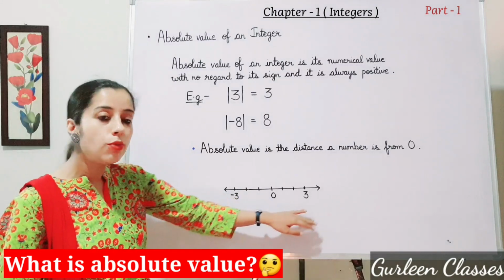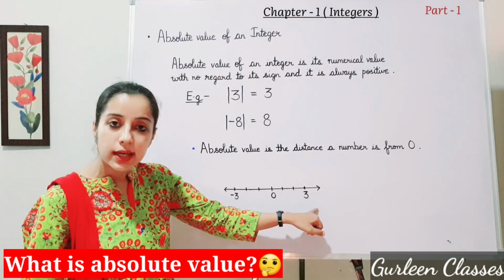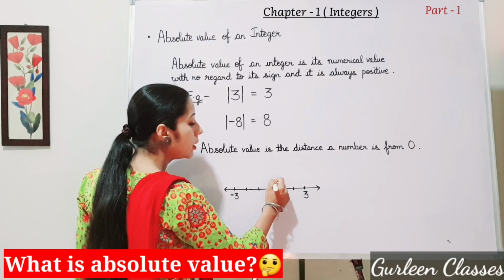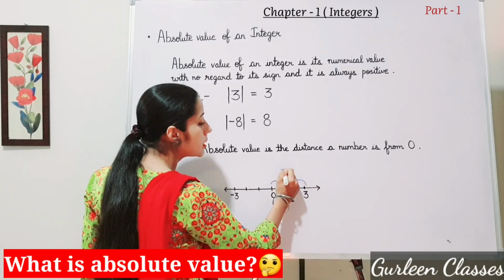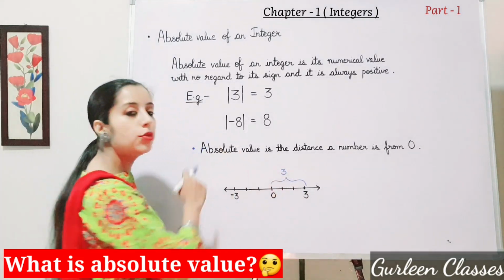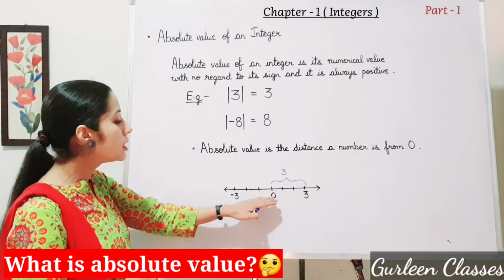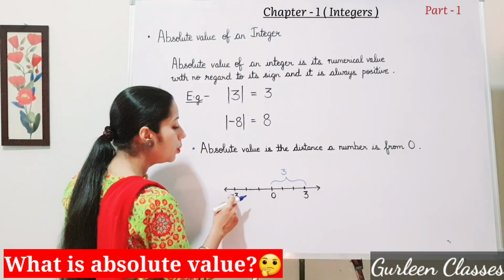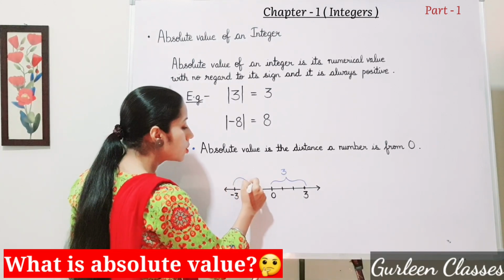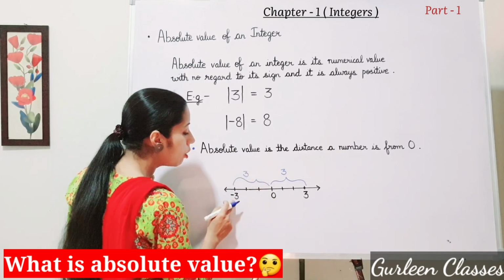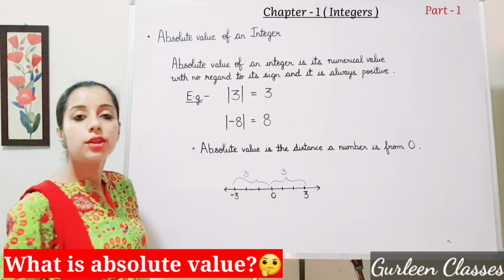So if you count from 0 towards the right, how much distance is it? 1, 2, 3. So it is 3 units. So the absolute value of 3 will be 3. So how far is it from 0 to minus 3? Let us count. 1, 2, 3. So from here also it is 3 units. So the absolute value of minus 3 is also 3.